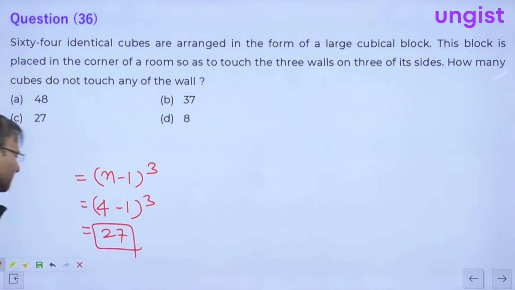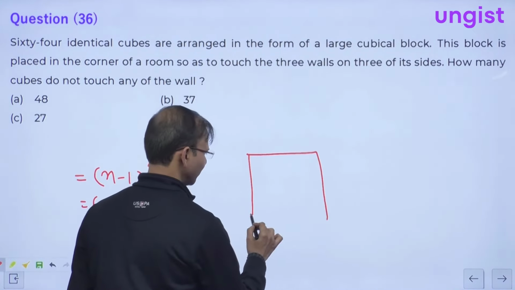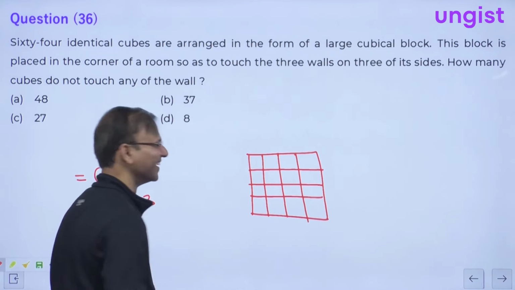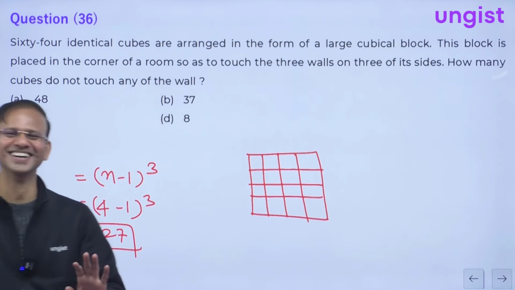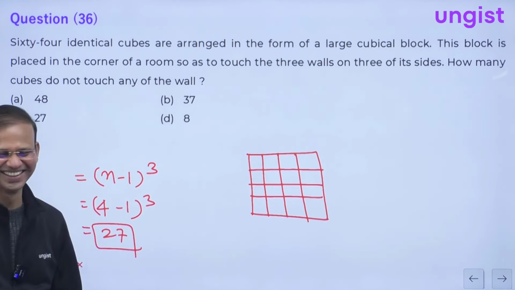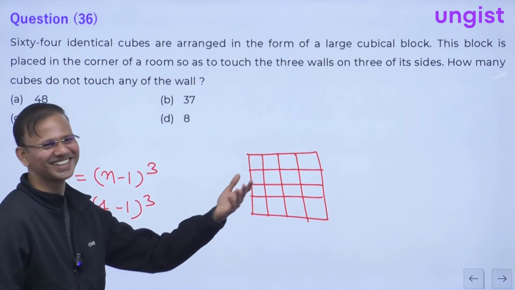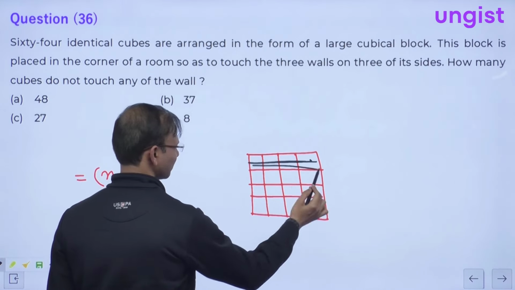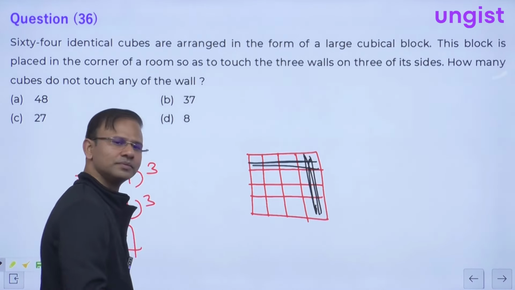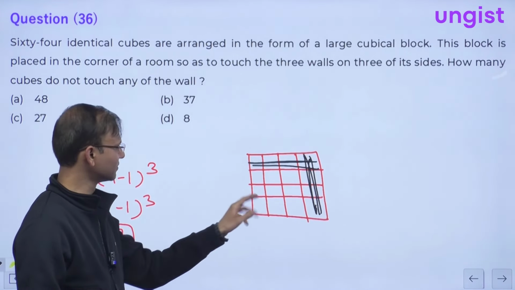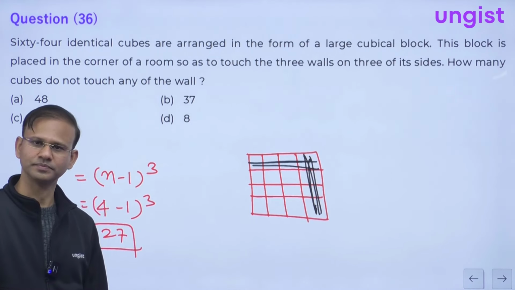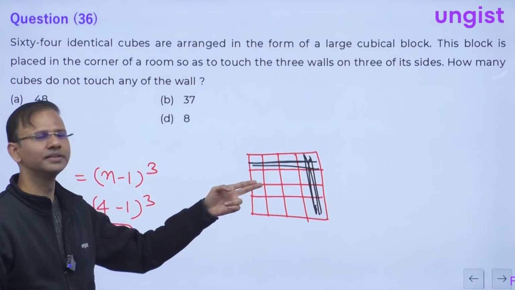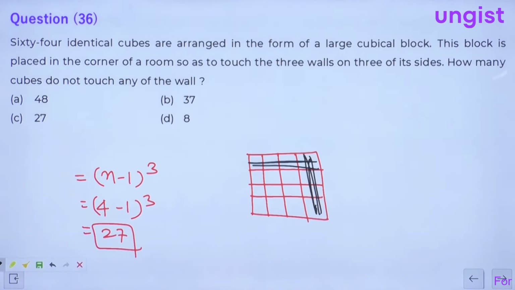N minus 1, like this. Let's say this is the cross section, suppose 4 by 4, okay? Let's say this is the cross section, right? If this is the cross section, see guys, this and this, right? Just think on it. Every surface will be looking like this, right? Think on it. Okay, clear? So this will be 3, 3, 3, 3, 3, and then 27, right?